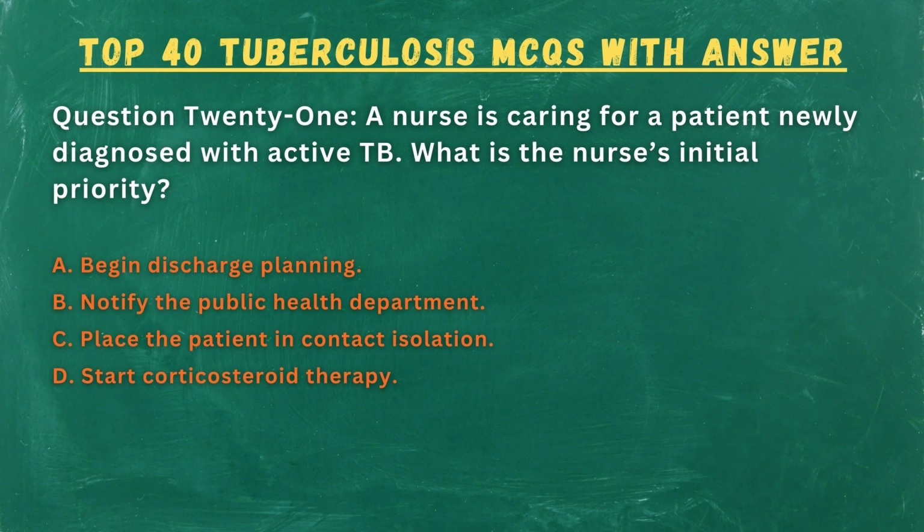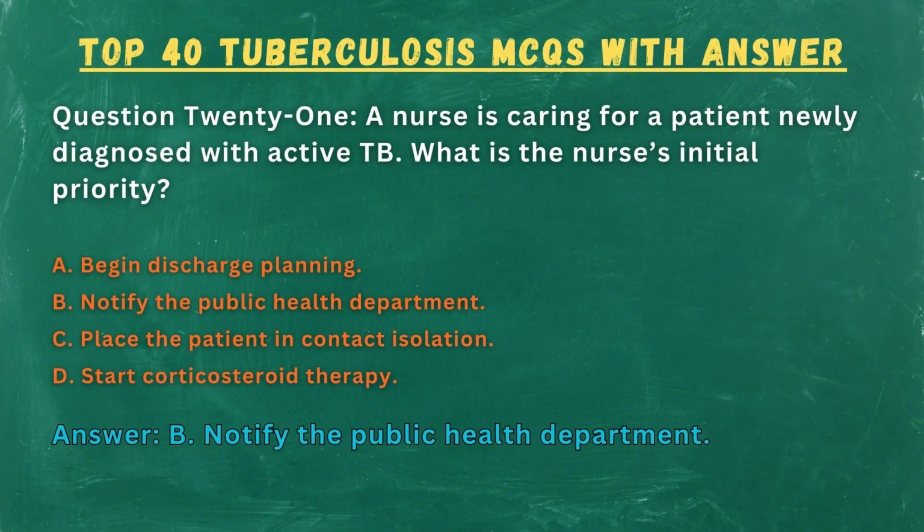Question 21. A nurse is caring for a patient newly diagnosed with active TB. What is the nurse's initial priority? A. Begin discharge planning. B. Notify the public health department. C. Place the patient in contact isolation. D. Start corticosteroid therapy. Answer: B. Notify the public health department.